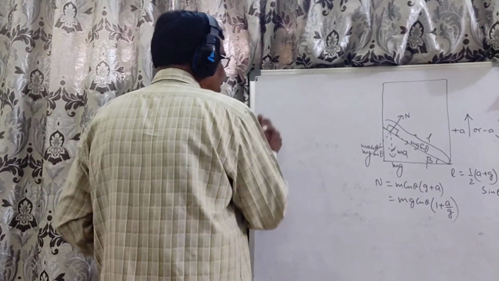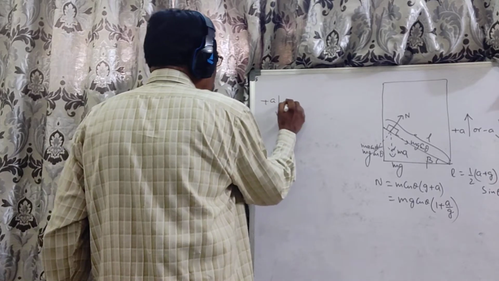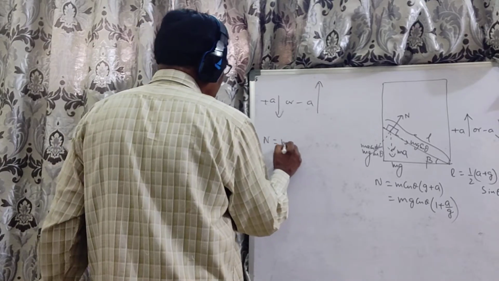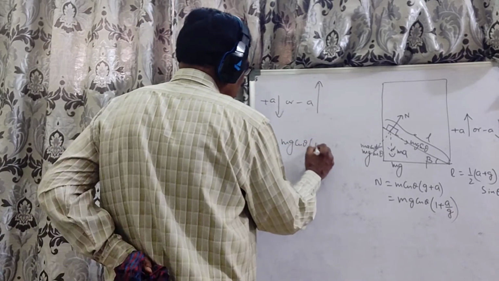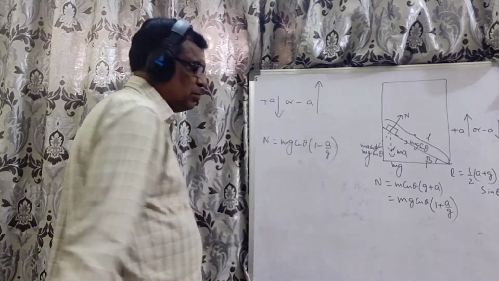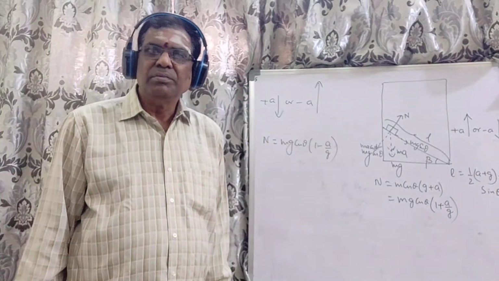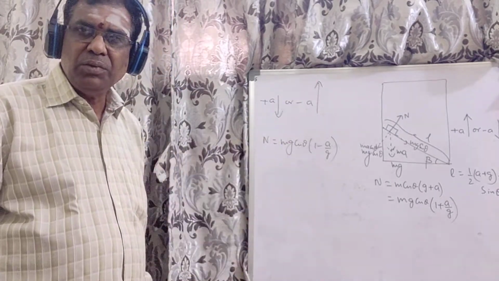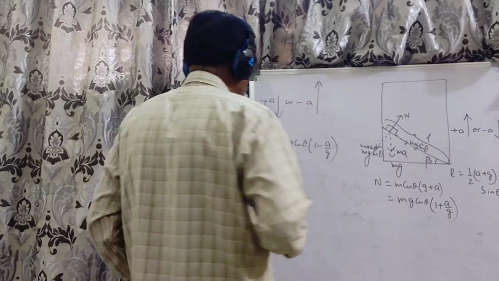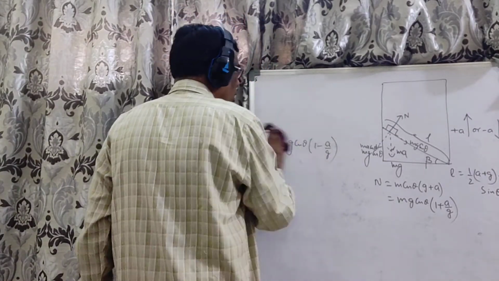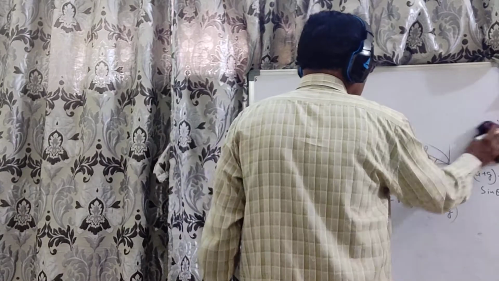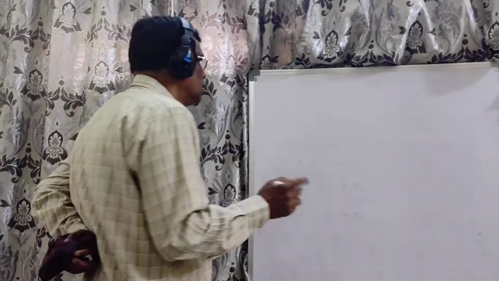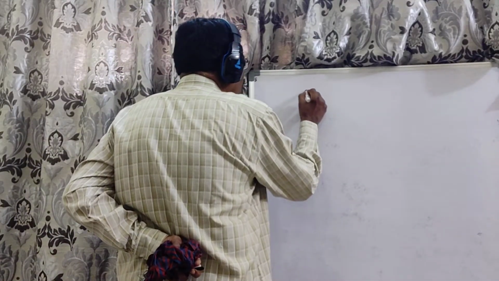Now, if I take plus a down, what will be your N? Directly I can write mg cos theta into (1 minus a by g). Got the point, I suppose. That is how we have to write it. Okay? Now, this is as far as the elevator is concerned. No change if it is moving up or down with a constant velocity.